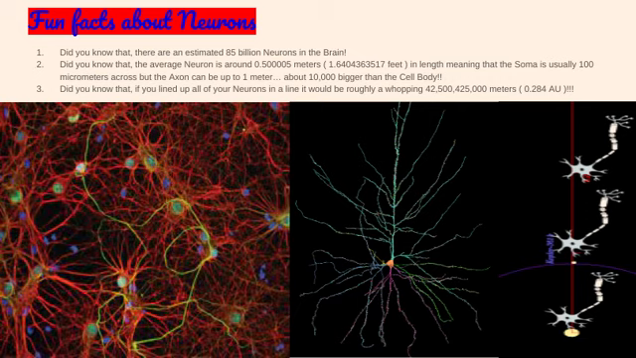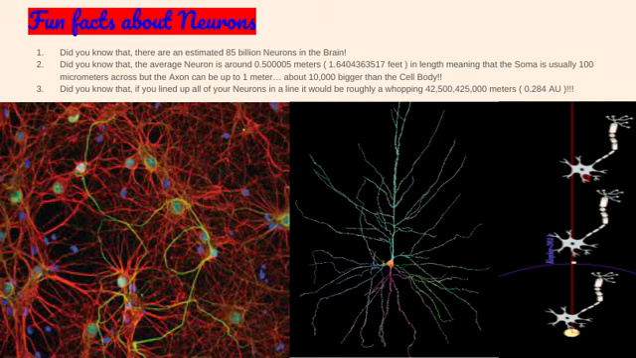And now, fun facts about neurons, because you need fun facts. So, fact number 1. Did you know that there are estimated to be 85 billion neurons in the brain? That is insane.